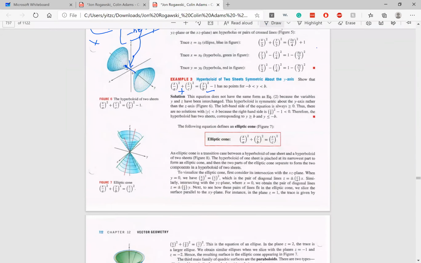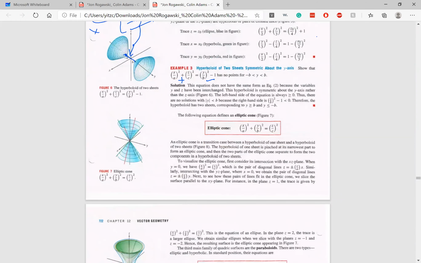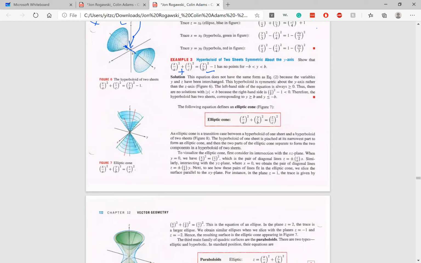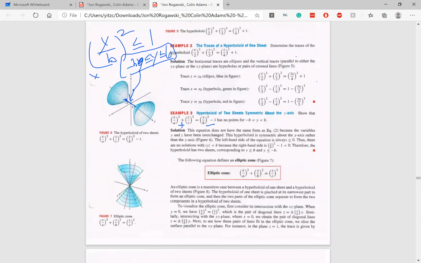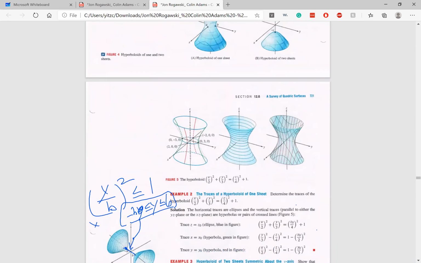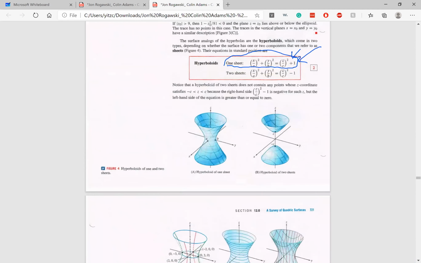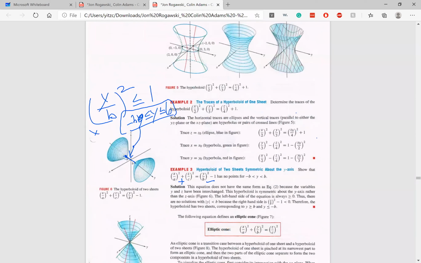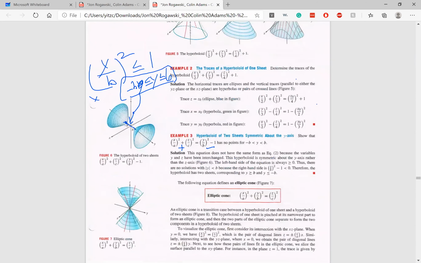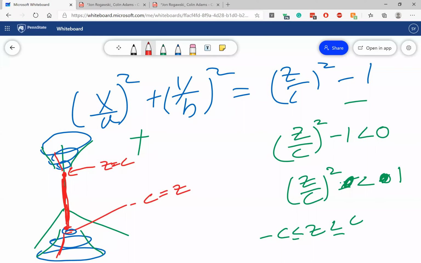And now they want us to look at the elliptic cone. So here's our elliptic cone. The elliptic cone is actually fairly similar, and we're going to see why, to the hyperboloid, but it just does not have the constants. It just has this equal to this with no constant 1.